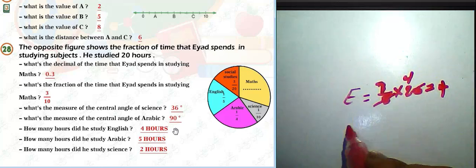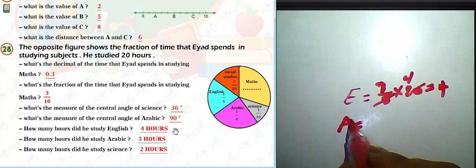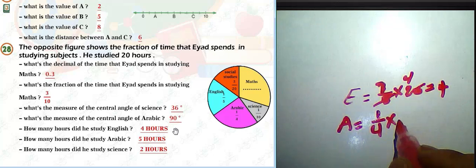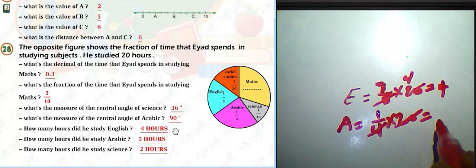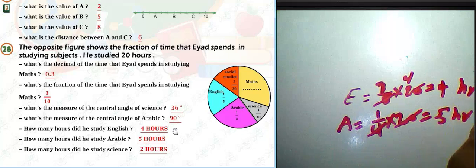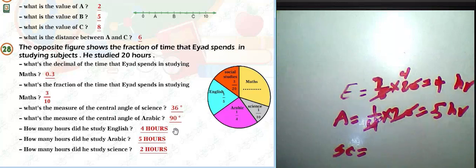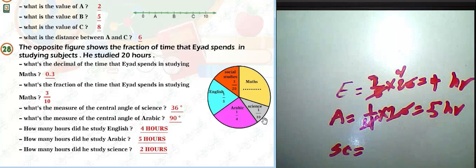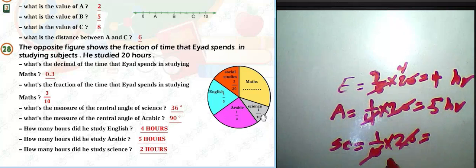And about studying Arabic. Arabic here is 1 over 4 multiplied by the total hours, 20. 20 divided by 4 equals 5 hours. And in science, equal what? Science here is 1 over 10. 1 over 10 multiplied by 20 hours, we can divide it by 10. 20 divided by 10 equals 2 hours.